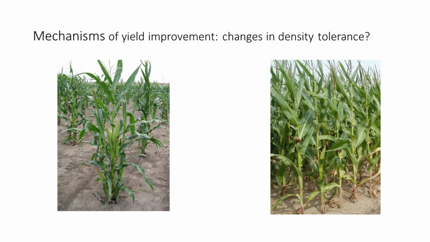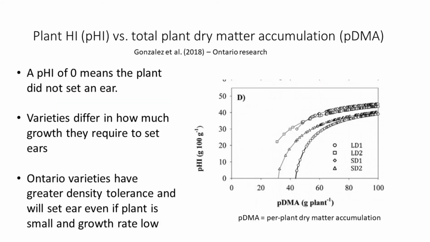So if density tolerance is increasing across eras of hybrids, and newer hybrids, what that means is that plant can be smaller, it cannot grow as quickly, but still be able to actually set seed and set a lot of seed. It's not as sensitive to this density stress.